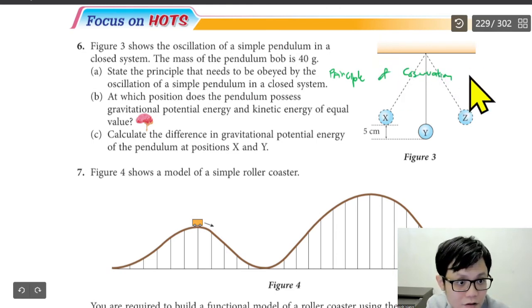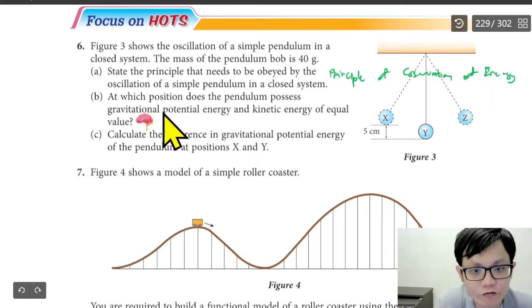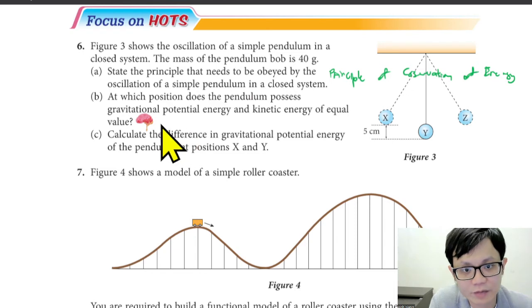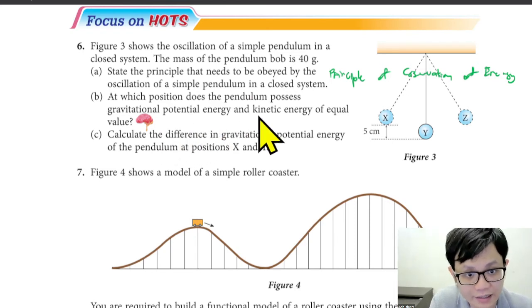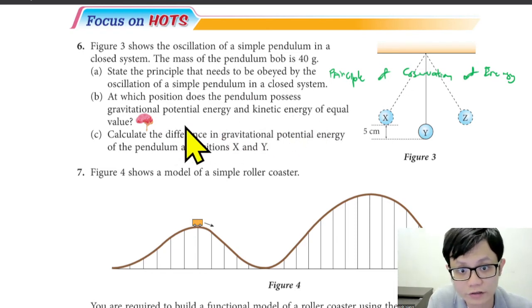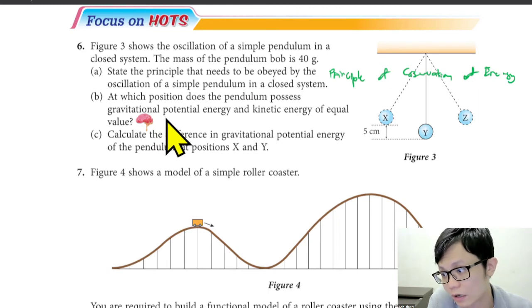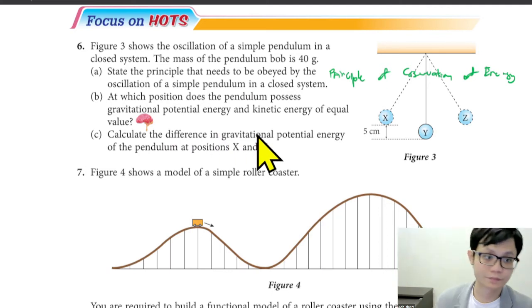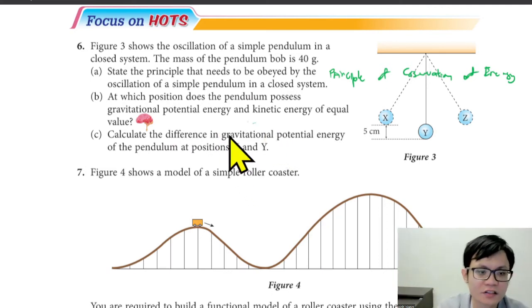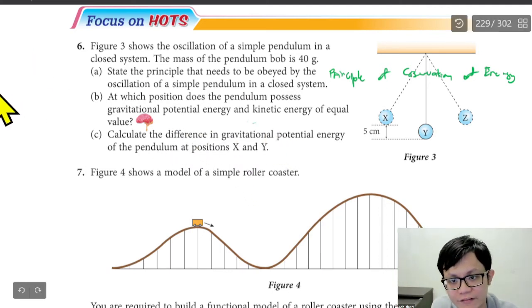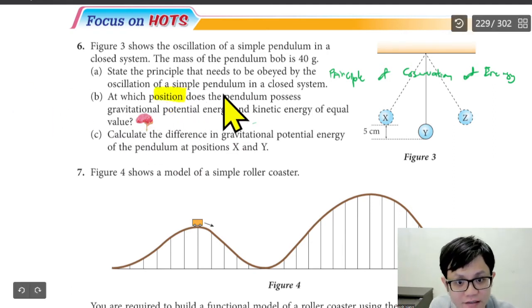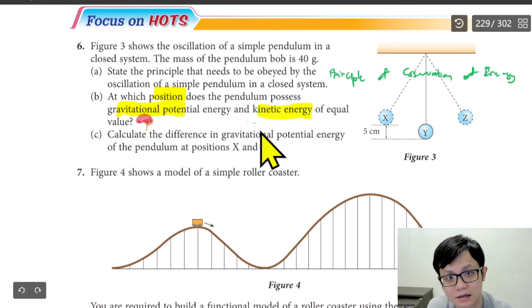At which position does the pendulum possess gravitational potential energy and kinetic energy of equal value? So which one is at equal value? Do you understand the question or not? I read again, I'm scared the students don't understand the question. At which position are GPE and KE equal?